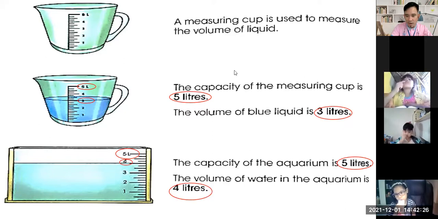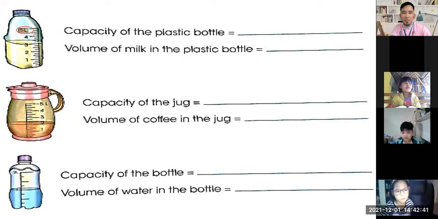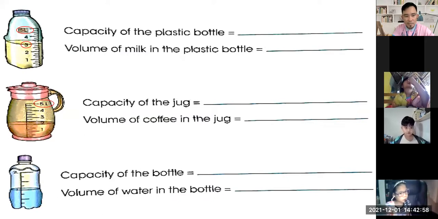Next one here. What is the capacity of this plastic bottle? 5. And what is the volume of milk here? 3 liters. How about here in the jug? What is the capacity of the jug? 5 liters. And what is the volume here? 2 liters. Only 2 liters.